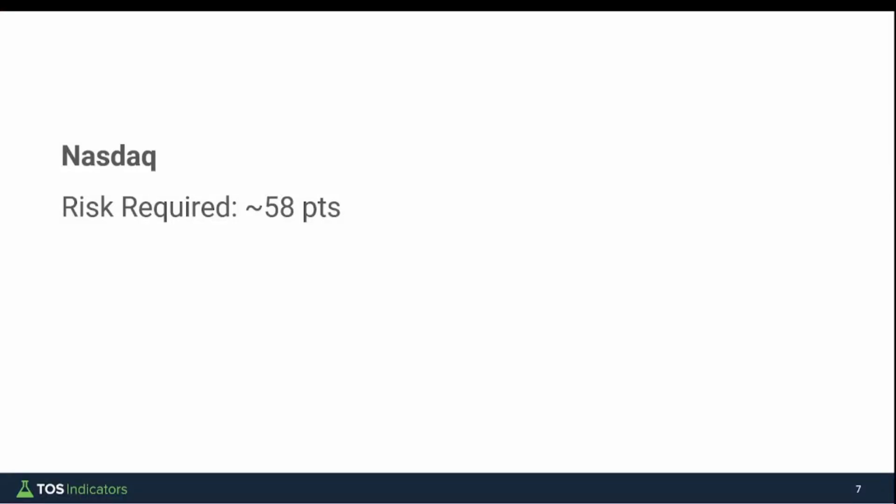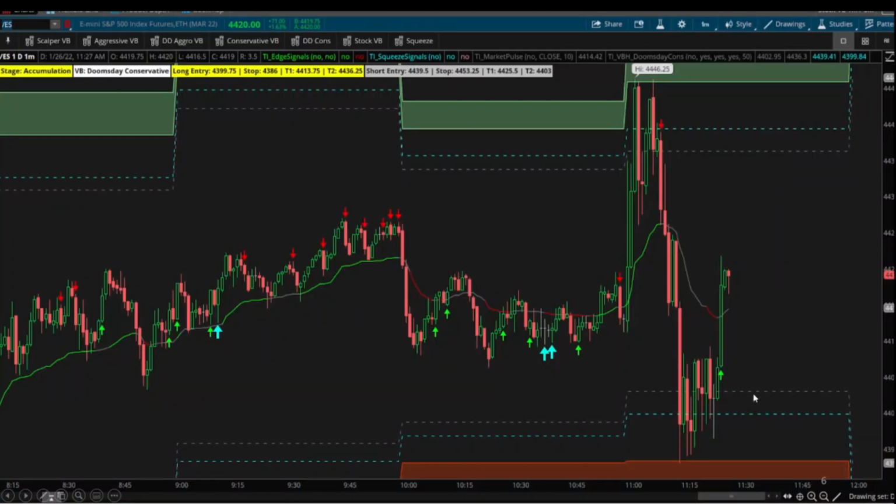Now next up, let's move on to the Nasdaq. Similarly, inside of the Nasdaq here, the risk required was 58 points. Again, that's using the doomsday conservative models. And what is the risk if you entered at the cyan entry line and you had your stop outside of the clouds?